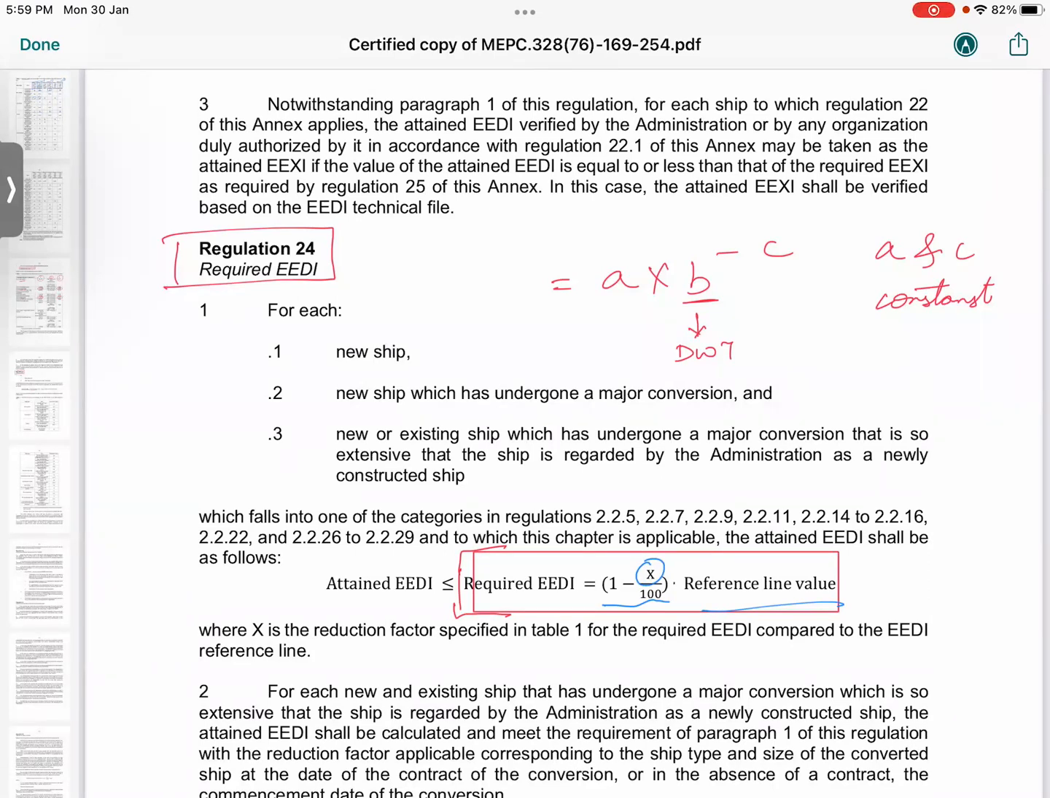अब आप just काम करिए, 10% reduction करना. 1 minus 10 by 100 तो कितना हो गया? 1 minus 0.1 कितना हो गया? 0.9 हो गया, है ना? ऐसे 90% समझ गया. Simple maths, right?